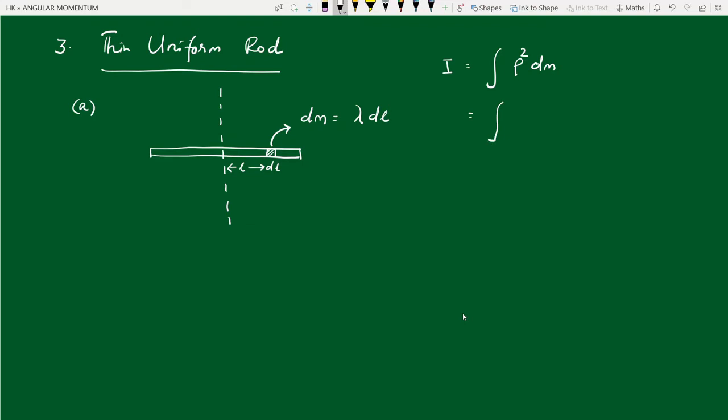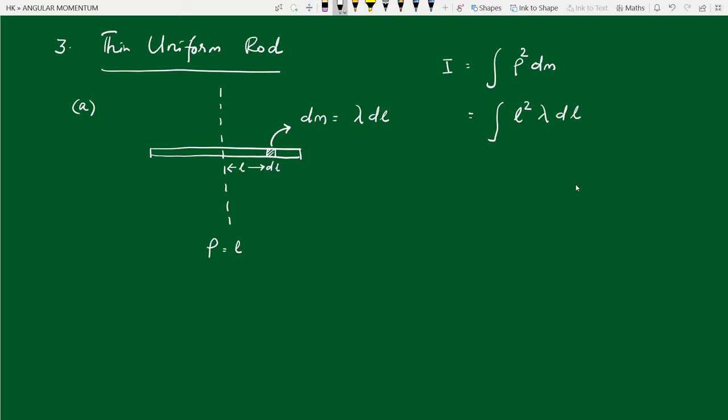From the figure, the perpendicular distance from the axis of rotation for this dm is nothing but L. Axis of rotation is the central perpendicular axis passing through the center, and the perpendicular distance of dm from the axis of rotation is L. So instead of rho we can use L. Rho is equal to L in this case. So L square, what is dm? Lambda dl. And what are the limits of integration?